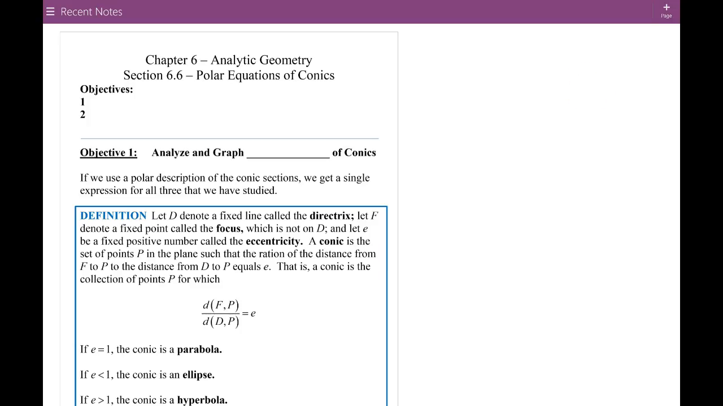Next to the last section, section 6.6. So we're still in chapter 6, analytic geometry, and we're going to talk about the polar equations of conics in this section. So we're going to analyze and graph polar equations of conics.